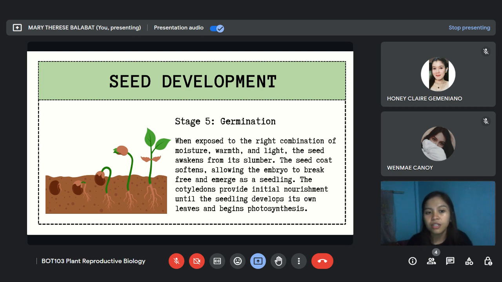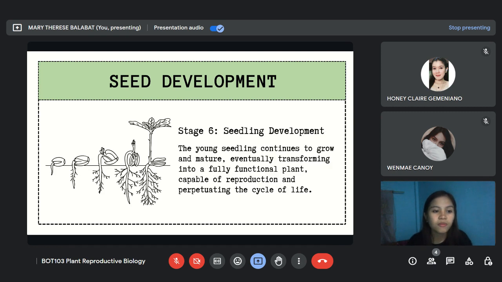So by understanding this process, we can improve agricultural practices, conserve endangered plant species, and appreciate the wonders of the natural world. So it's important to note that specific details of germination and seedling development can vary significantly between different plant species. Some seeds require specific treatments to break dormancy, while others germinate readily under optimal conditions.